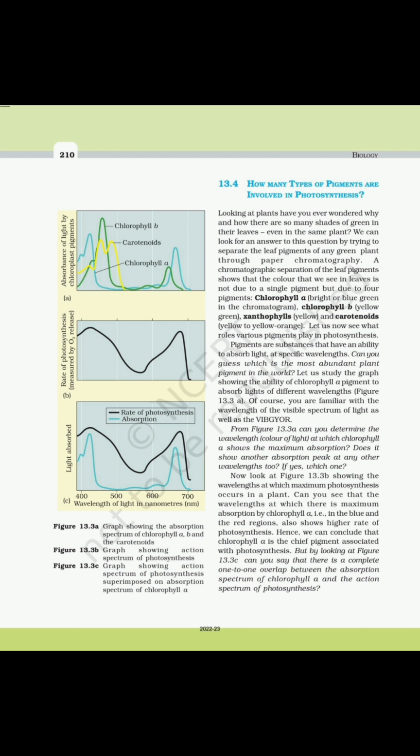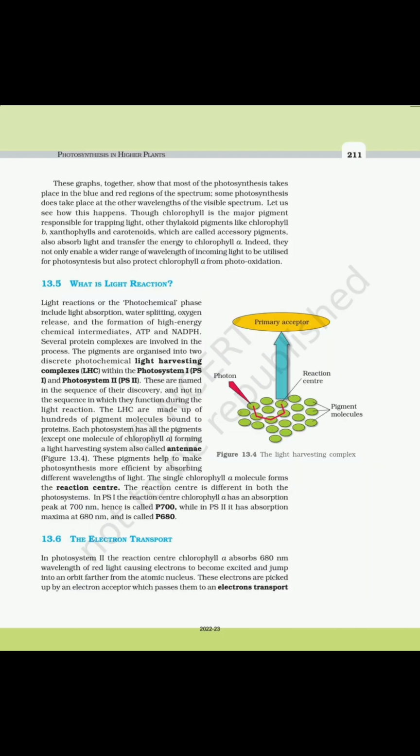But by looking at Figure 13.3c, can you say that there is a complete one-to-one overlap between the absorption spectrum of chlorophyll A and the action spectrum of photosynthesis? These graphs, together, show that most of the photosynthesis takes place in the blue and red regions of the spectrum. Some photosynthesis does take place at the other wavelengths of the visible spectrum. Let us see how this happens.